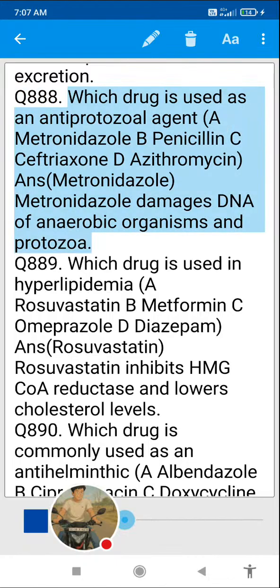Q888. Which drug is used as an antiprotozoal agent? A. Metronidazole. B. Penicillin. C. Ceftriaxone. D. Azithromycin. Ans. Metronidazole damages DNA of anaerobic organisms and protozoa.